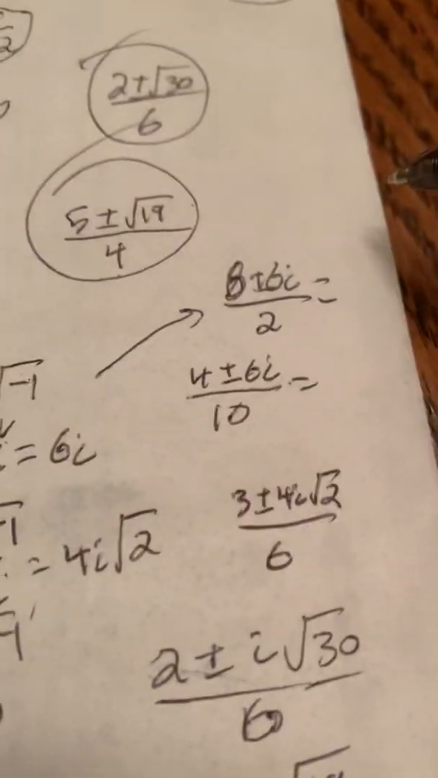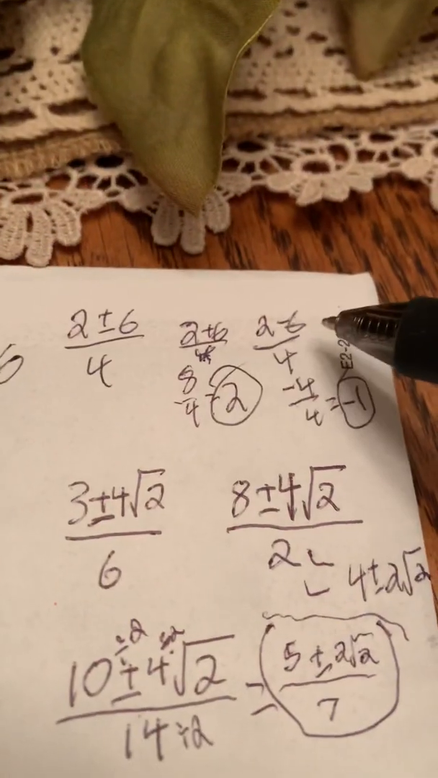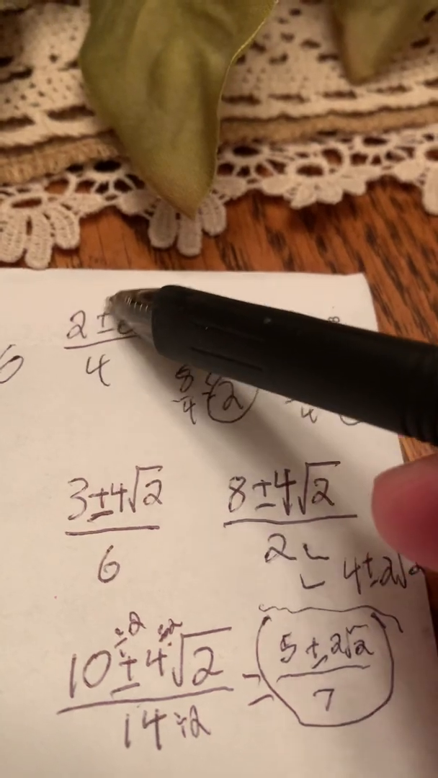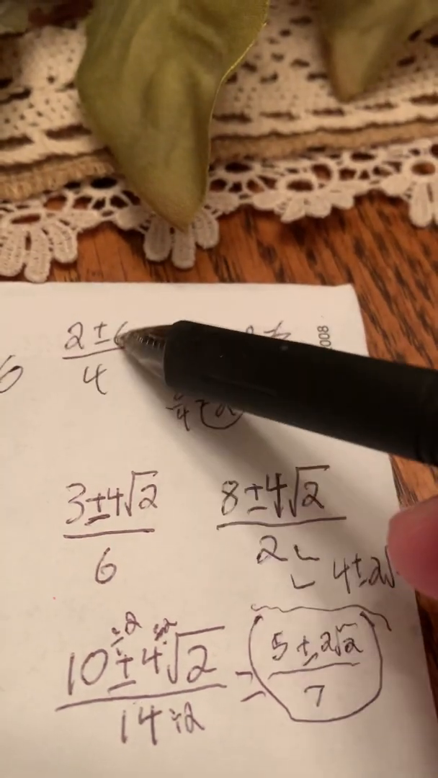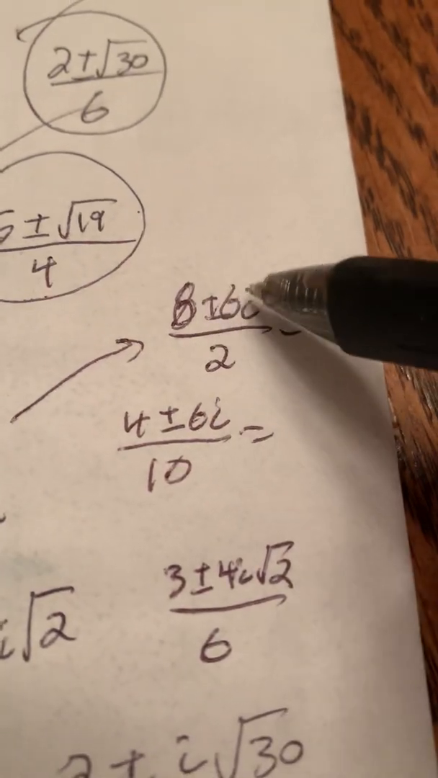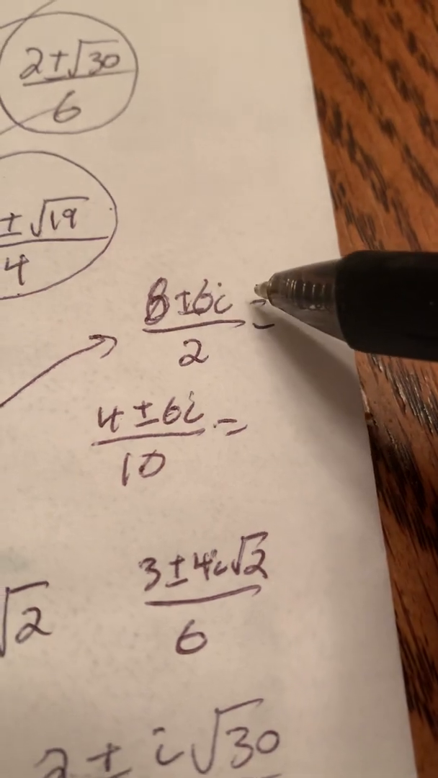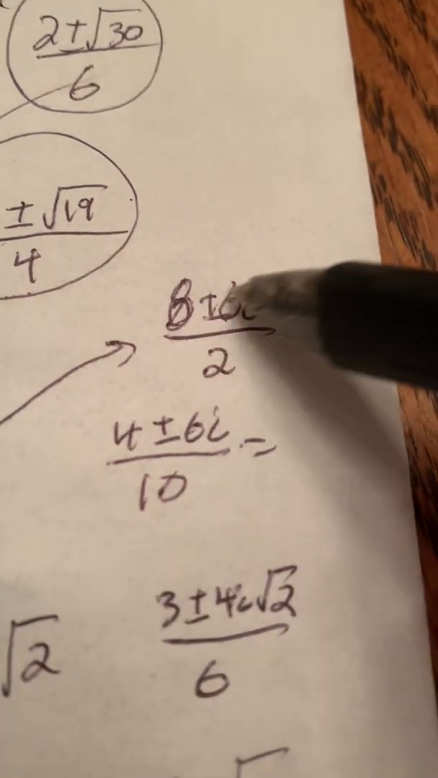Okay, again, now if we're taking this as a problem, it's not quite like I had it up here, because I can add 2 plus 6. I can do 2 minus 6. Those are like terms. I can't do the same thing down here. I can't do 8 plus 6i and get 14i, or 8 minus 6i and get 2i. I can't do that. So I can't add those up.